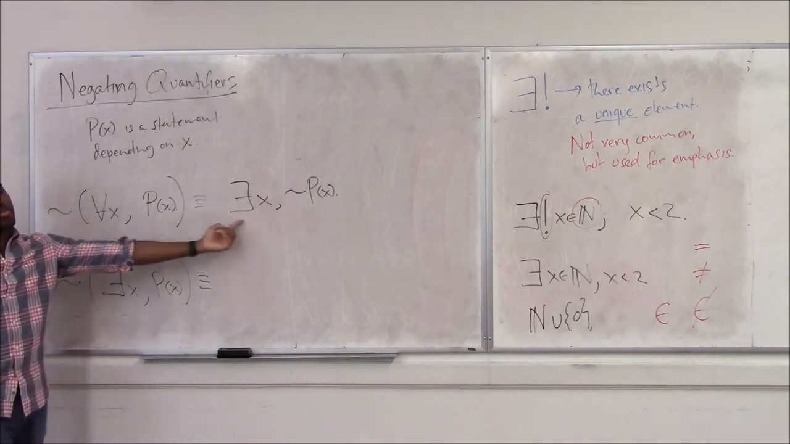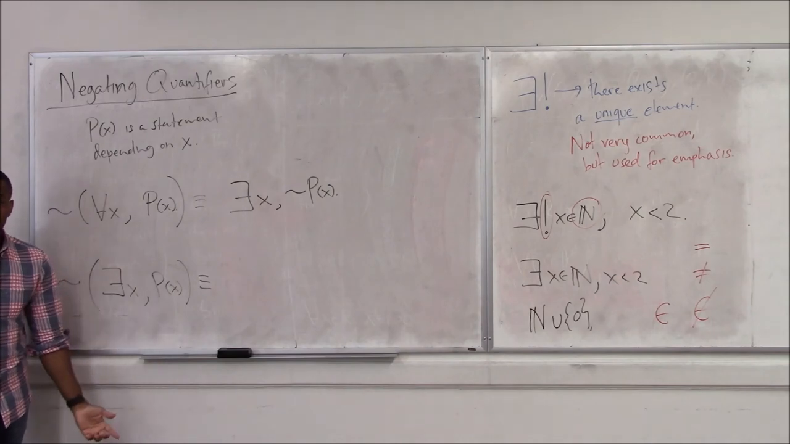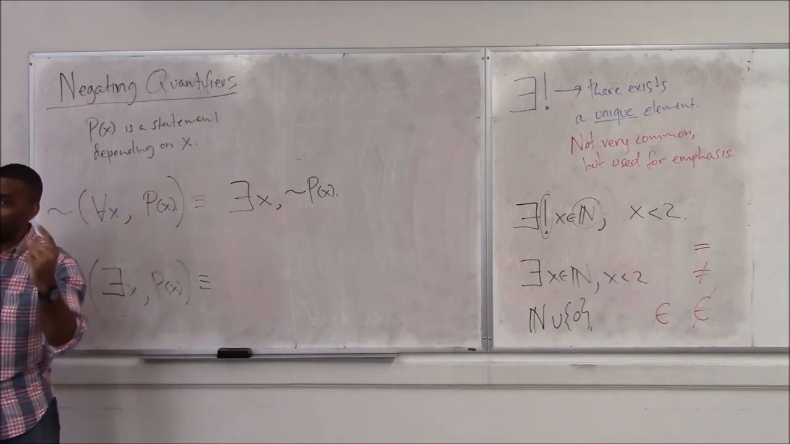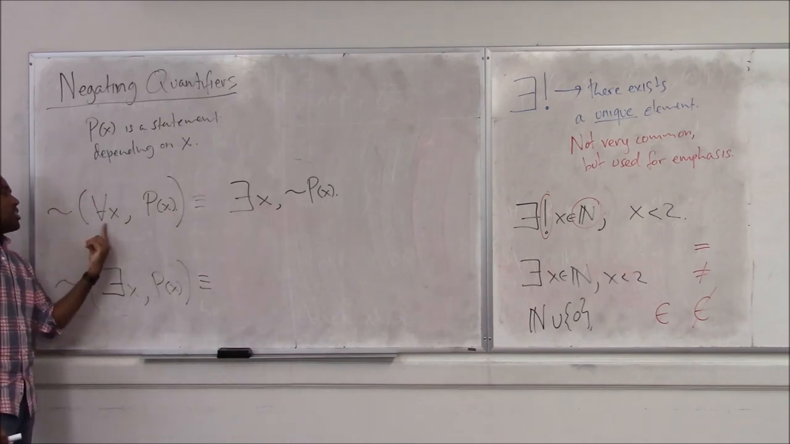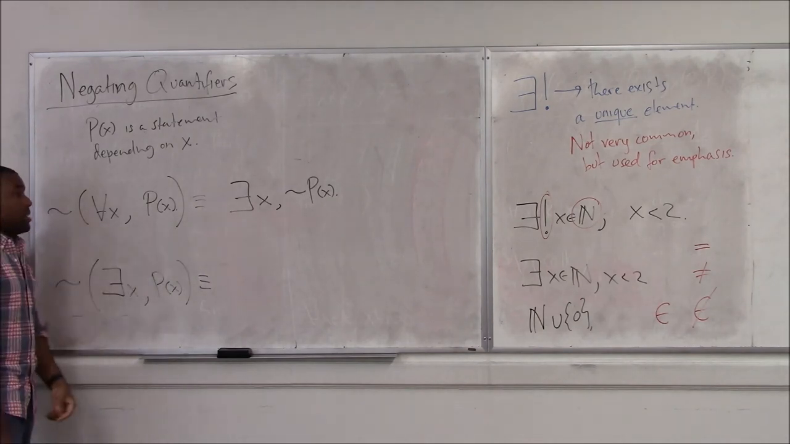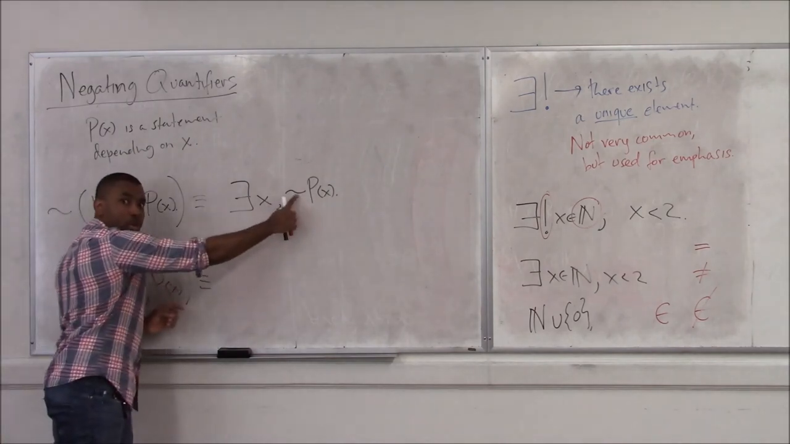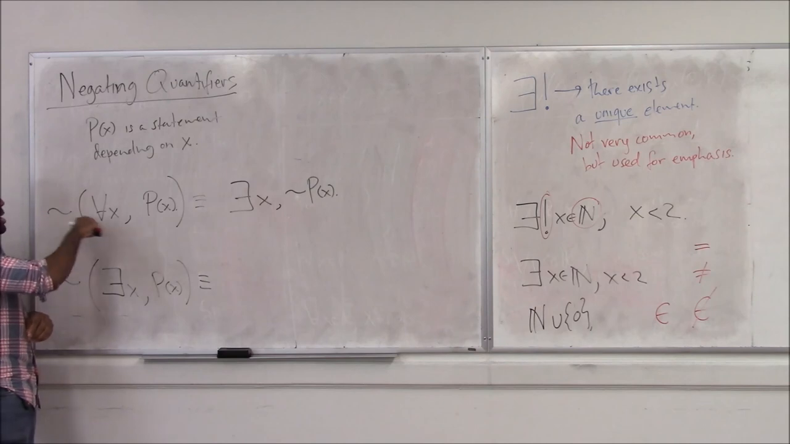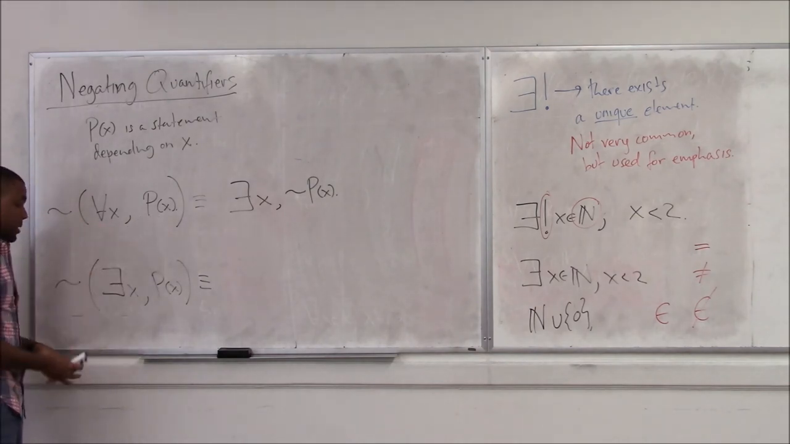No, there exists a prime number that's not odd. Right? And it turns out that such a prime number is unique, so I could just put an exclamation point if I want to. There's only one prime number that's not odd. So, it turns out that negating a for all becomes an exists, and you have to negate the statement that applies to it. So you actually have to remember to negate the statement following as well. The negation passes through the quantifier, switches it, and negates the statement.